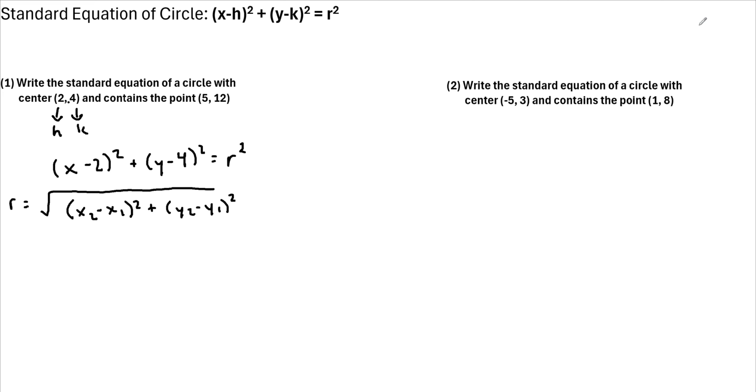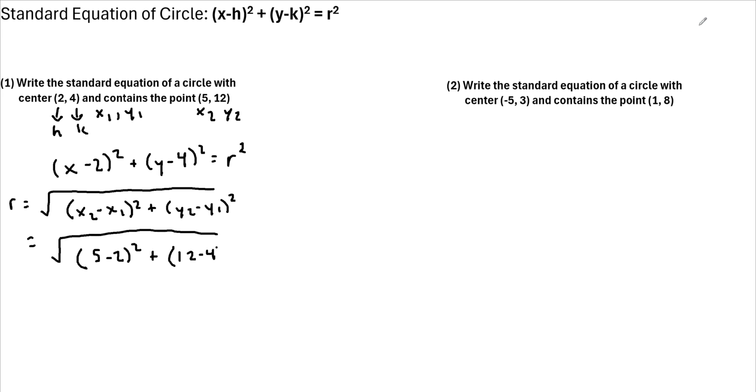In this particular example, we'll use the center of the circle, (2, 4), as our x1 and y1 coordinates. And then the point on the circle will be our x2 and y2 coordinates. So we just need to plug these values into this distance formula. We write x2 minus x1: x2 is 5, x1 is 2, so (5 - 2)². Plus y2 minus y1: y2 is 12, y1 is 4, so (12 - 4)².